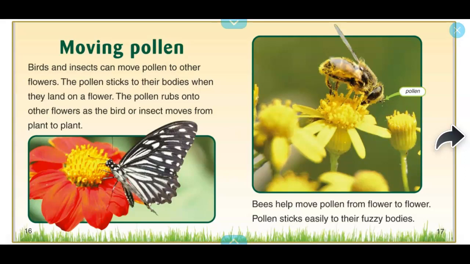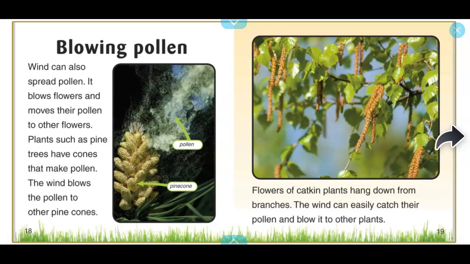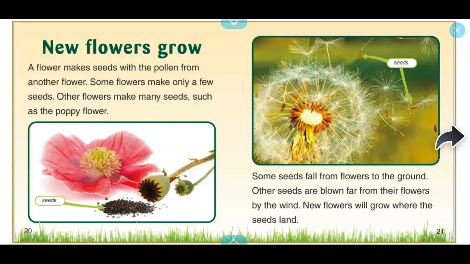Bees help move pollen from flower to flower. Pollen sticks easily to their fuzzy bodies. Wind can also spread pollen. It blows flowers and moves their pollen to other flowers. A flower makes seeds with the pollen from another flower.